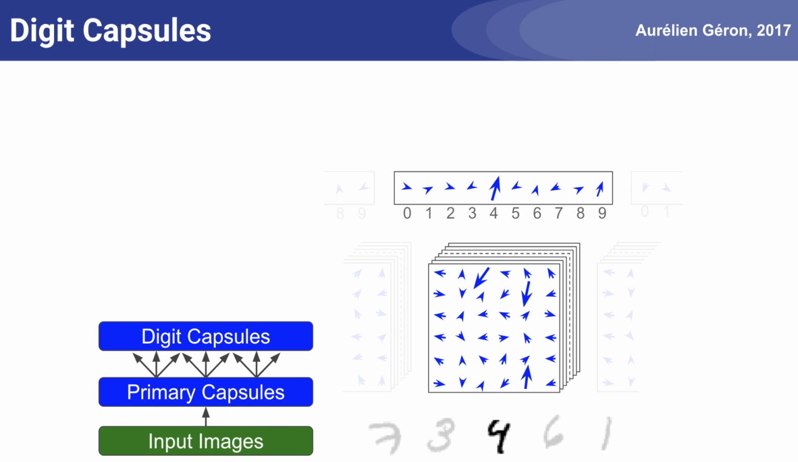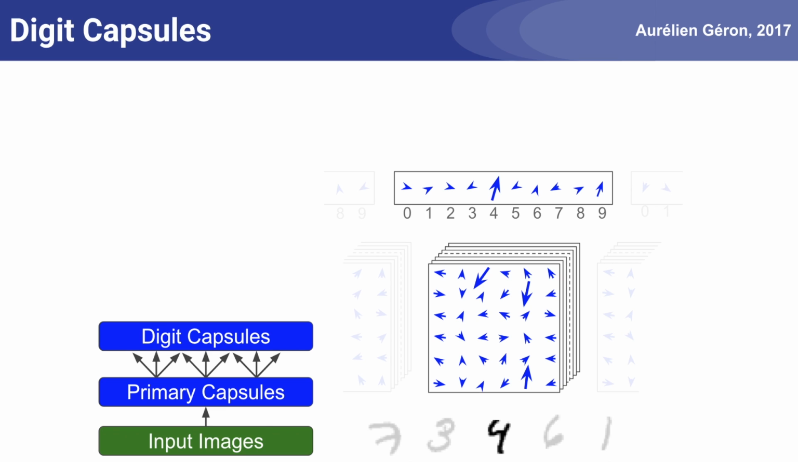And again, its orientation in the 16-dimensional space gives information about the pose of this digit, its rotation, its thickness, its skew, its position, and so on. By the way, note that most of the position information in the first layer was encoded in the location of the active capsules in the 6x6 grid.